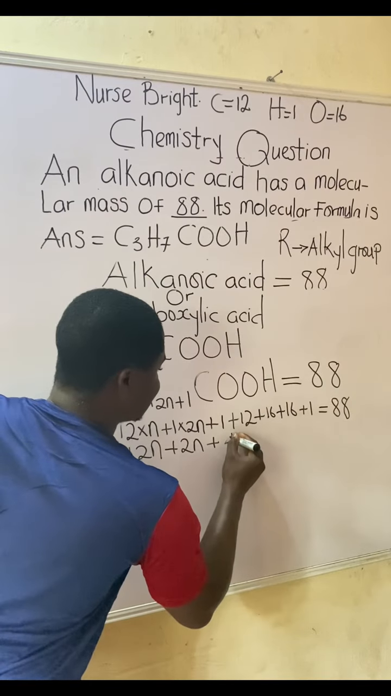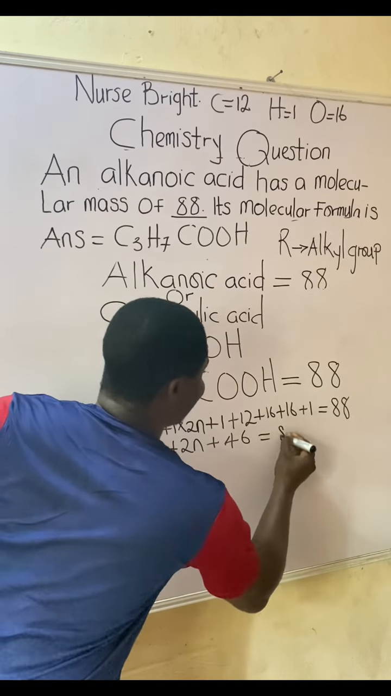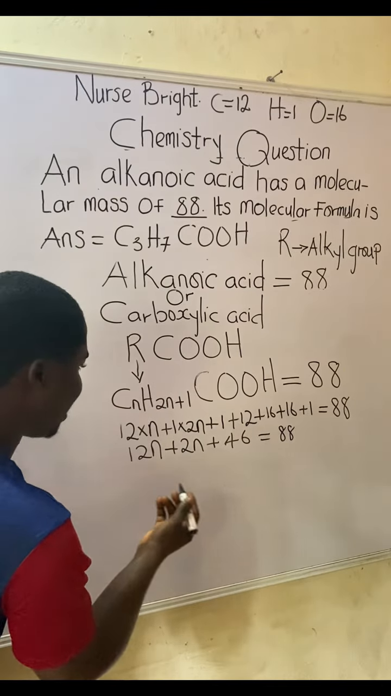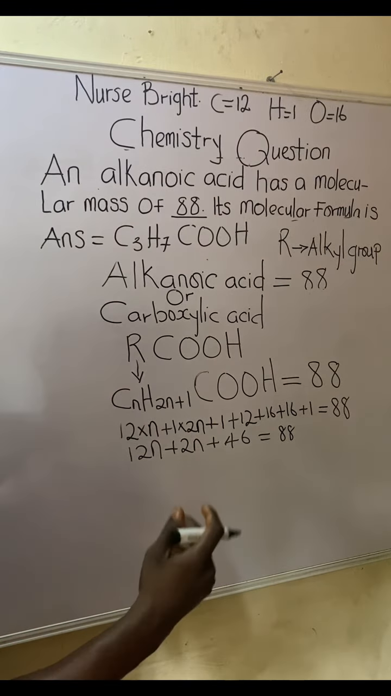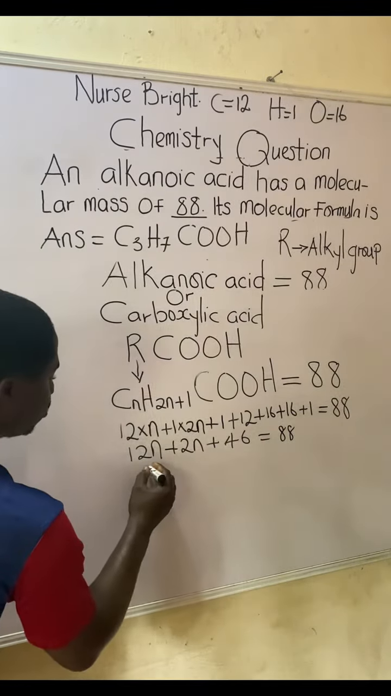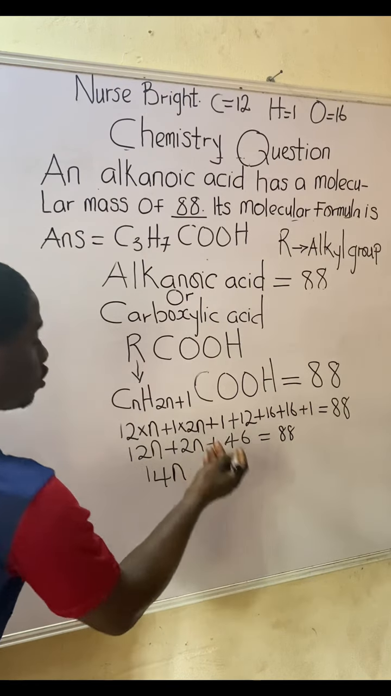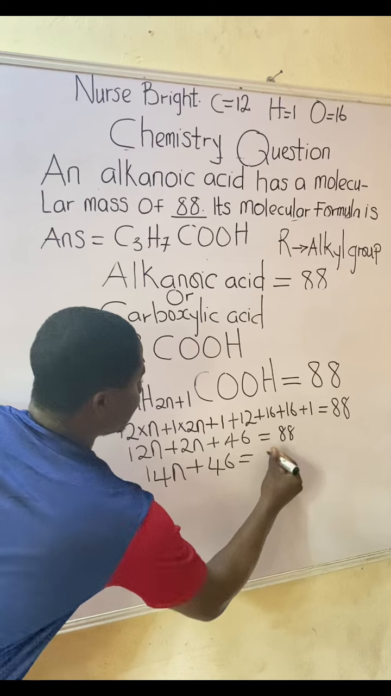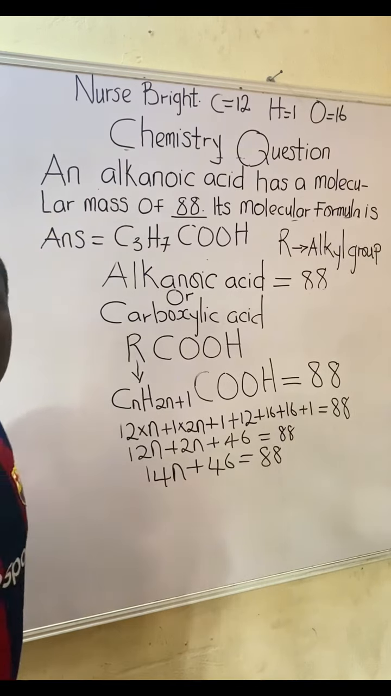Plus 46, is equal to what? 88. Remember, we are looking for n. So what do we do next? I think both of them look alike, so we add them together. So it's going to be 14n, because 12 plus 2 is 14. So 14n plus 46 is equal to what? 88. What becomes the next thing to do?